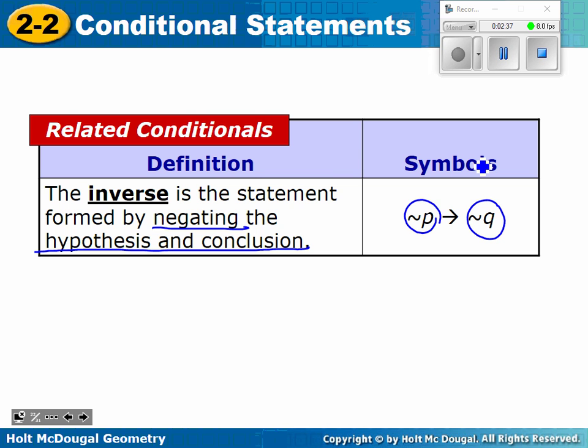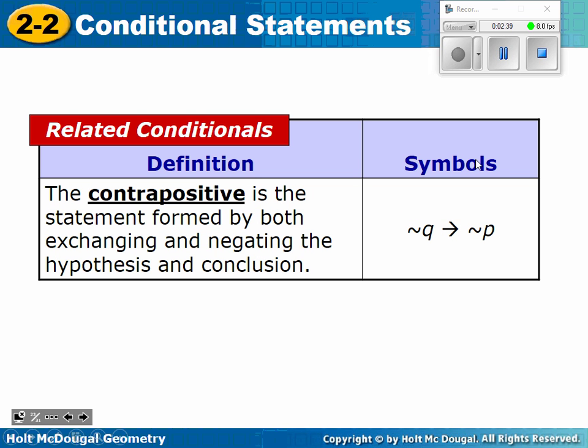Okay? The fourth one is called the contrapositive. And the hardest part of this is memorizing which one goes with which. Okay, you're going to have to know, what does the inverse do? What does the converse do? What does the contrapositive do? And they won't be in order all the time. So you're going to have to memorize what those are.